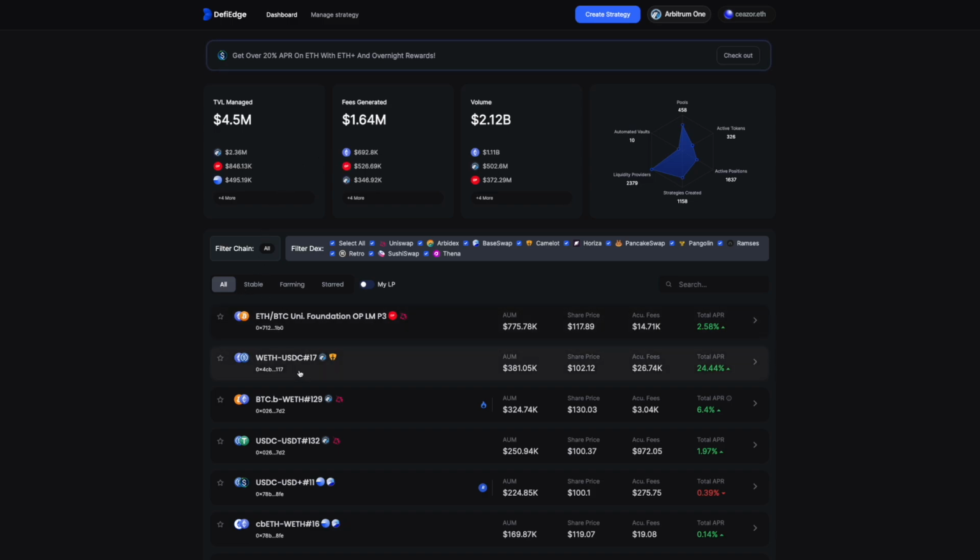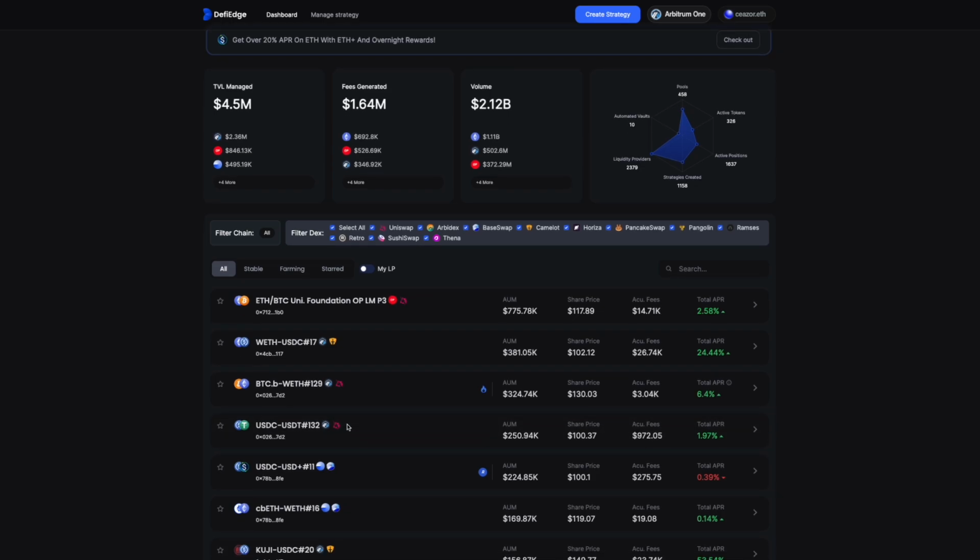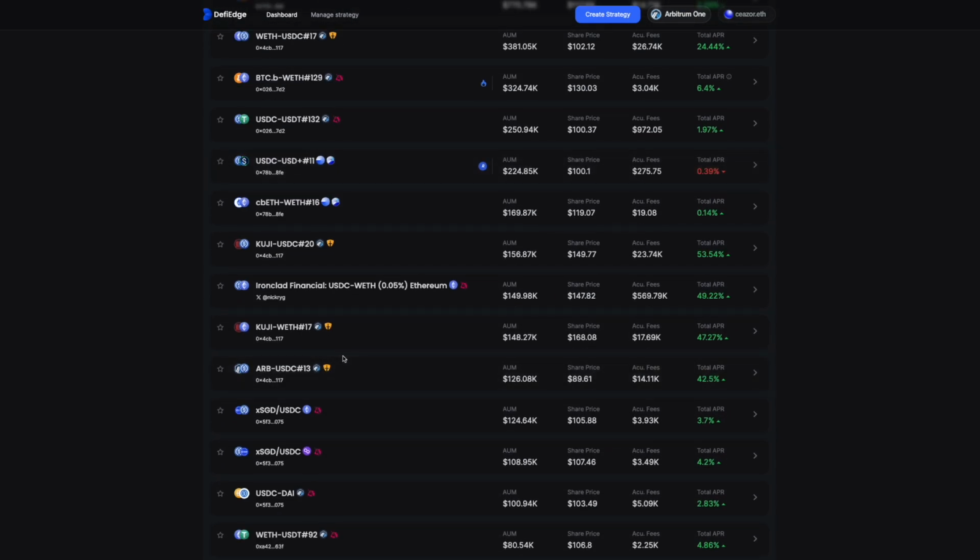So if we go through these pools, you might see two pools in here that are the same pools on the same DEX, and the only difference would be this strategy manager inside here, okay? So this is not a good example because these are obviously different pools, but you get my point, right? So you kind of have to do a little bit of due diligence.